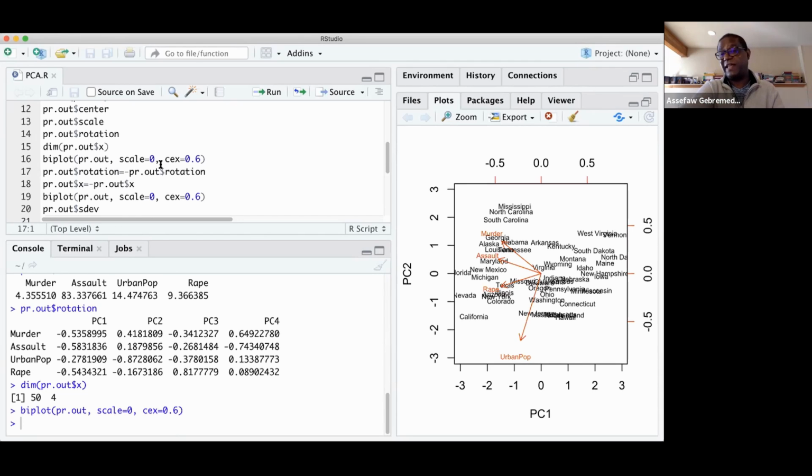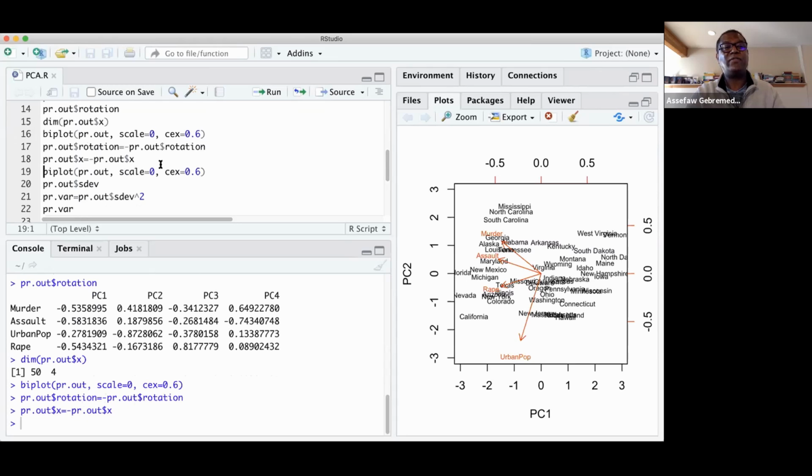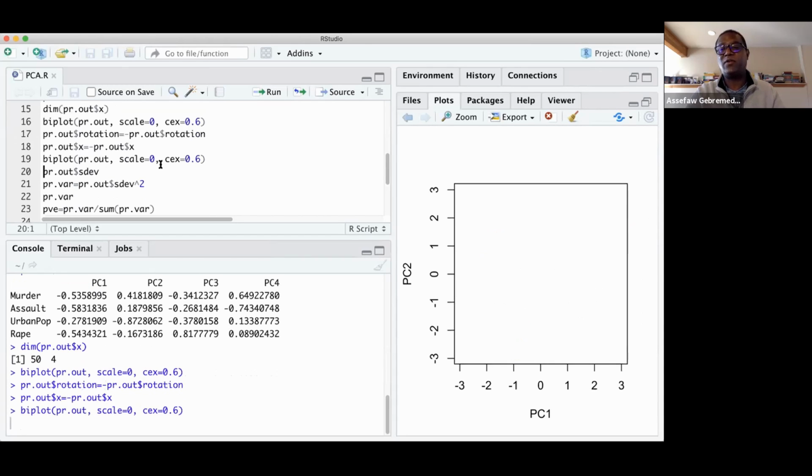To get this one back to how it was in the lecture we saw, we could just turn it by multiplying it by -1 or by reversing the direction, and that's what is happening in line 17. So let me do that and see it the way we saw it in class. So if I take rotation and make it negative and do now the biplot, I did line 18, also changed the x's, and I do the biplot.